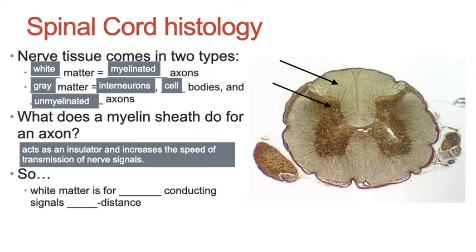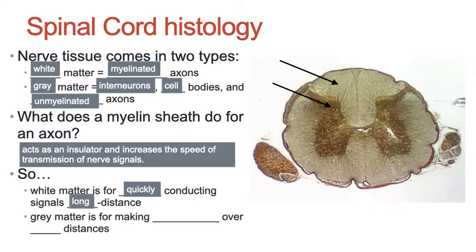So, white matter is for quickly conducting signals over long distances, while gray matter is for making connections over short distances. So recall that when we're talking about these connections, we're talking about cell bodies receiving information from the telodendria of a neighboring neuron.